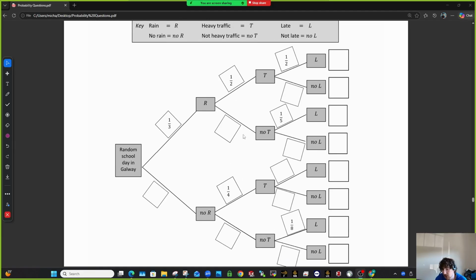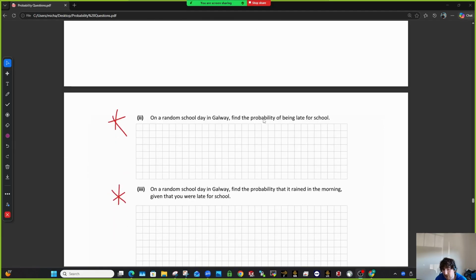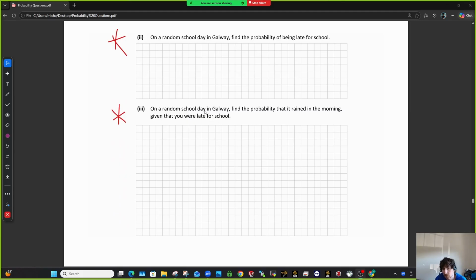You'll have a big table like this, and you'll have to work back to some unusual given probability, like find the probability that it rained in the morning given that you're late for school. And you've got to know how to do that, okay? Because that kind of question is really tough and it repeats itself.